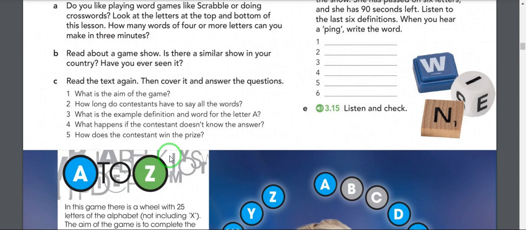What is the example definition and the word for the letter A?